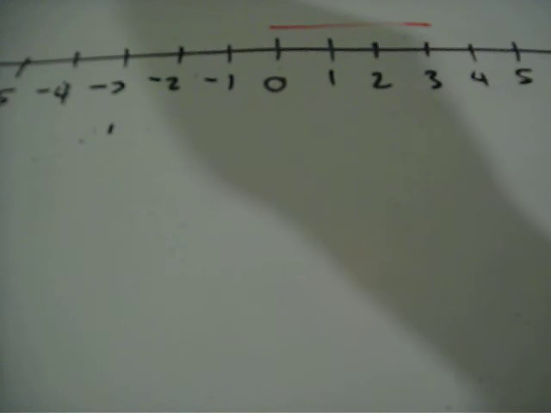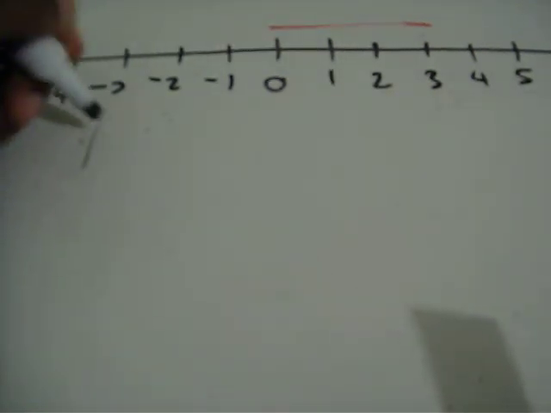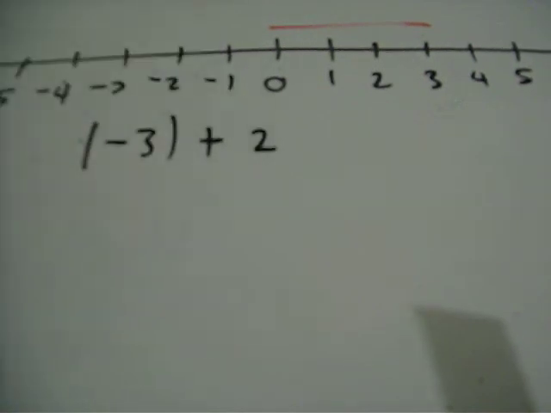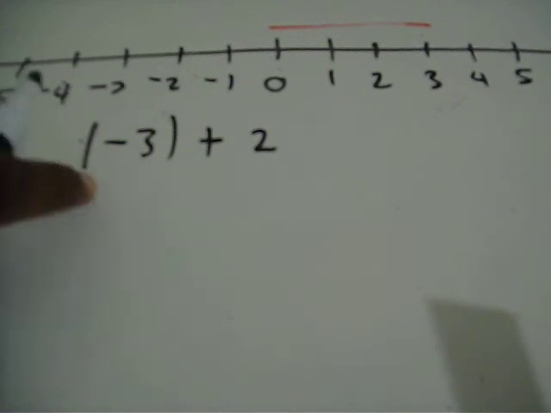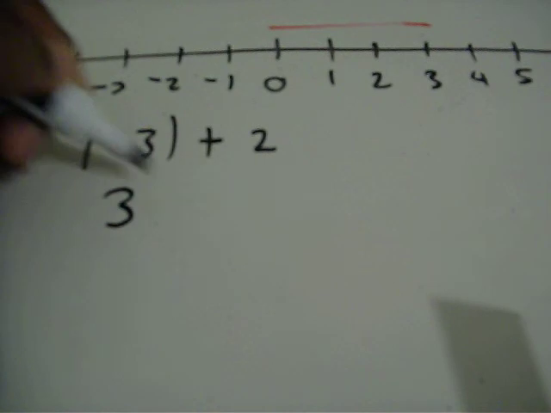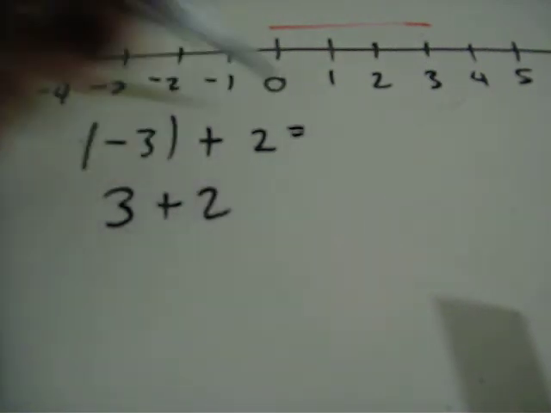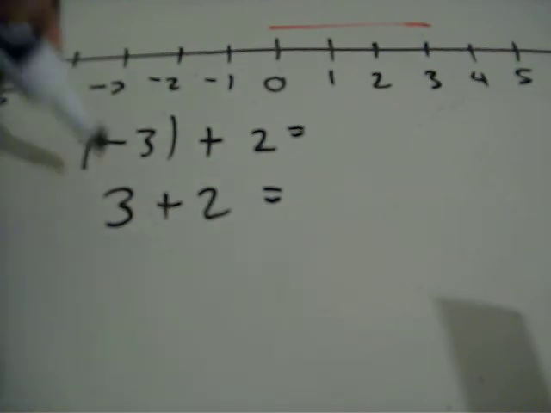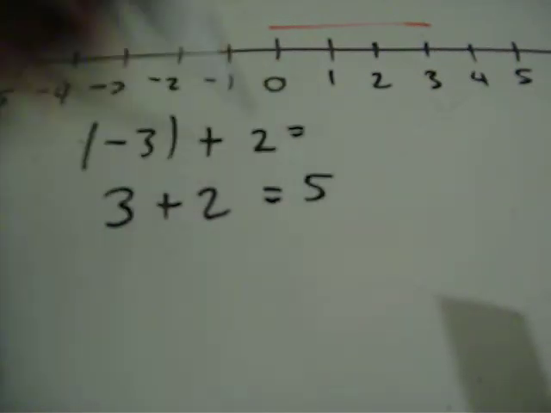And let's say we were adding two numbers. You have the absolute value of negative 3 plus 2. Well, here we always have to do the absolute value first before we add. So I'm going to find the absolute value of negative 3, which we just said was 3. So I'm going to change this to 3 plus 2. And then you just add like usual. So 3 plus 2 is 5.